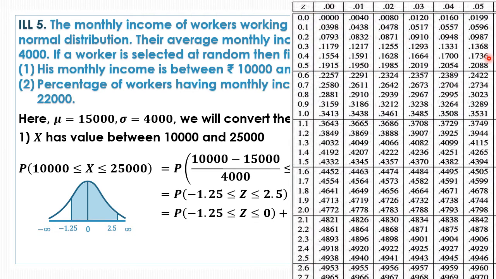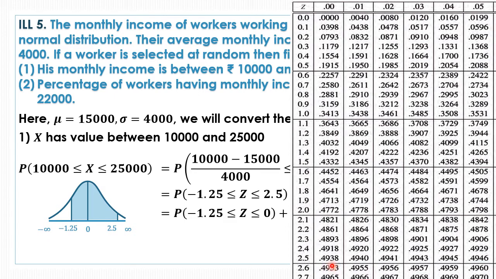First of all, 1.25. In this Z column we will find 1.2, and in this row 0.05. So 1.2 and 5 will make it 1.25. The value for 1.2 in the 0.05 column is 3944. Similarly, 2.5 is here and after that it is 0, so in the 0 column, 2.5 is 4938.